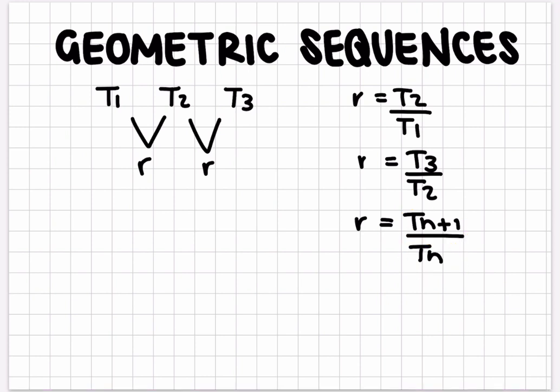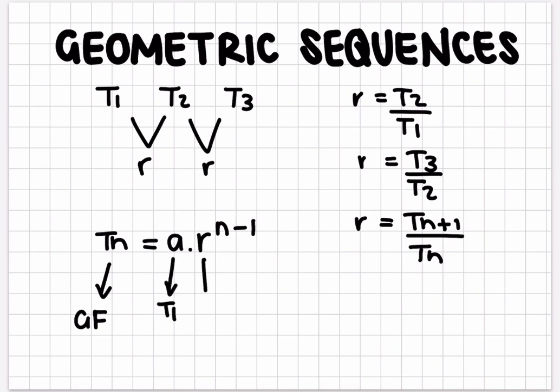With geometric sequences, we use the formula Tn is equal to a times r to the power of n minus 1. Tn being the general formula, the nth term, the general term, all the same thing. A being the first term, T1. R being the constant ratio, the one we calculated over here. And n being the position of the term. This is the main formula we'll be using in this section.